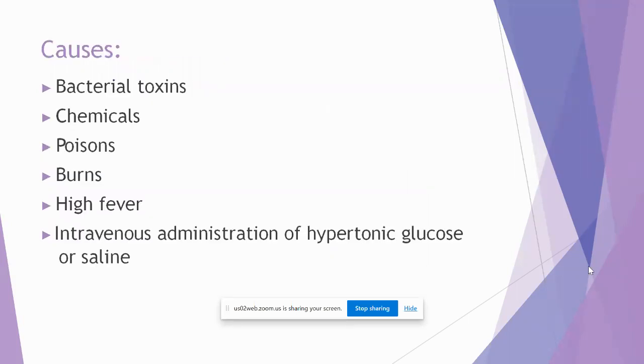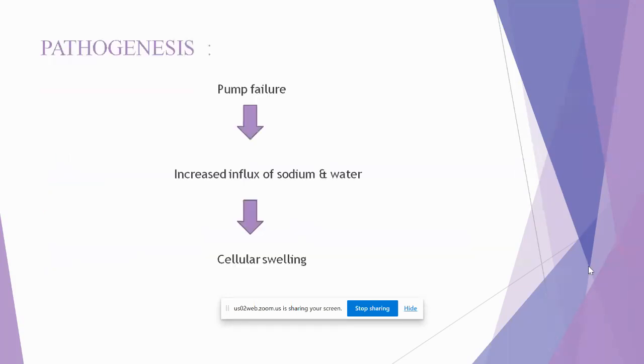What are the causes of cellular injury? The first one is bacterial toxins. Next one is chemicals. Next one is poisons. Then burns. Next one is high fever. Then intravenous administration of hypertonic glucose or saline. These are the causes of cellular swelling.